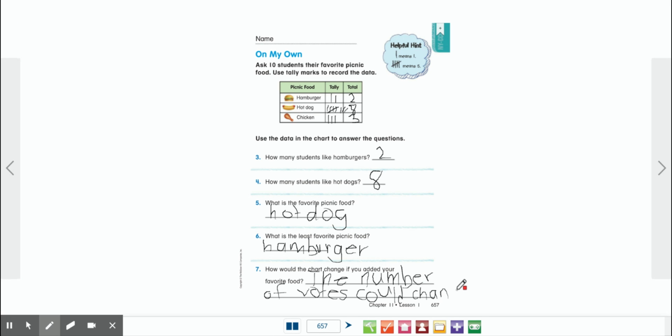We're back to this red one again. I lost the other one. It always says that right at the end. The number of votes could change.